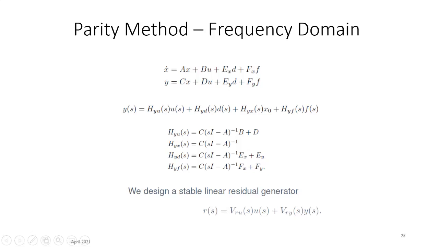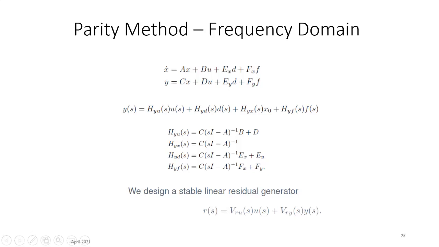can be written as this equation, and each one of these transfer functions is given here. For example, H_YU is the famous one that we have had in many courses. At least you should have seen that in control. It's C(sI minus A) inverse B plus D. But also you can calculate, for example, the transfer function from disturbance to output is this, and from fault to output is this, and you have all of them, okay?